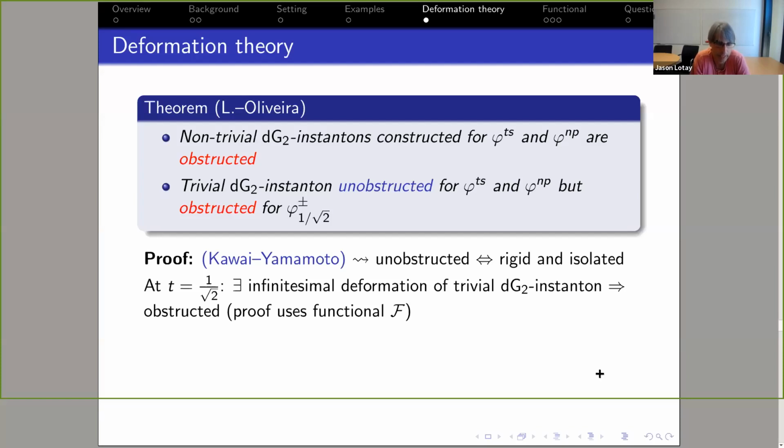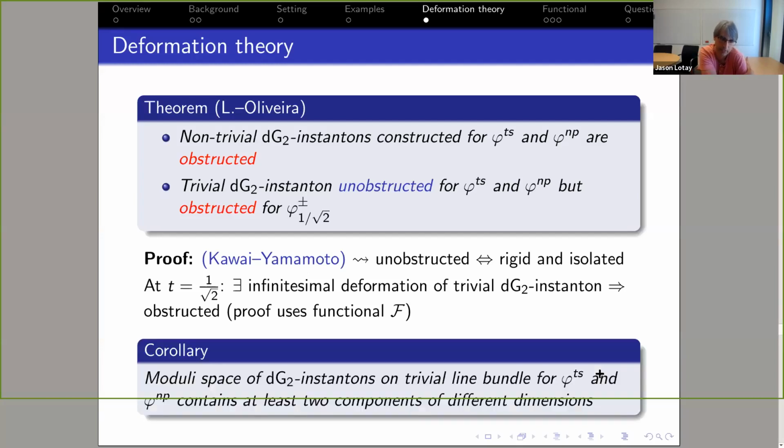And the last thing I'll say is that a corollary of this is that you find that the moduli space of DG2 instantons, even on this trivial line bundle situation, contains at least 2 components of different dimensions. So this is what Simon mentioned yesterday could definitely happen in these theories, that your moduli space has components of different dimensions.